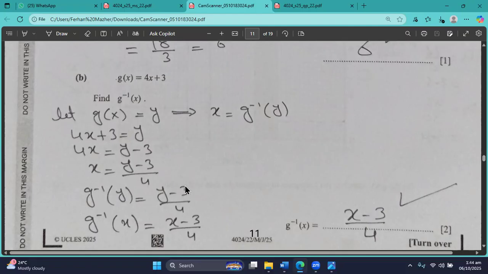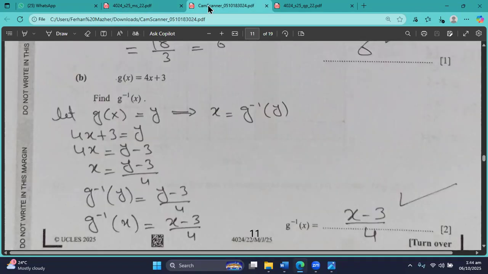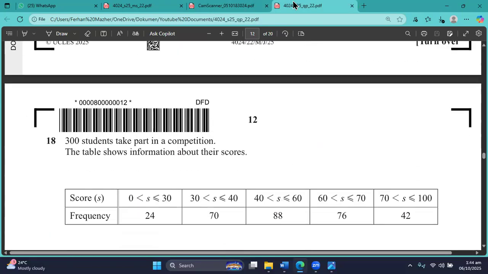On both sides, I will change the variable. I will replace the y with x. G inverse of x will be equal to x minus 3 by 4. So g inverse of x equals x minus 3, the whole thing divided by 4. That is the right answer, sir. This is how you find the inverse of this function. So question number 17, we are done with that.